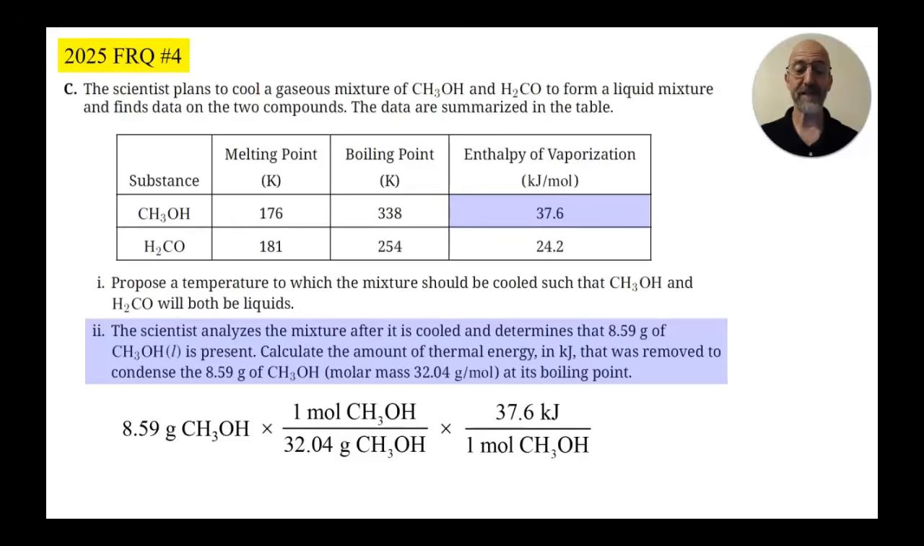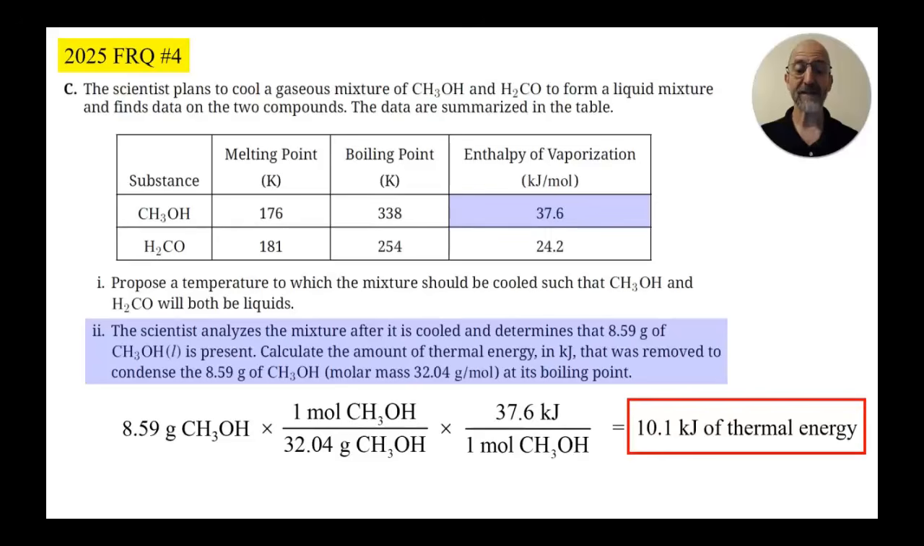and now I will go from moles to kilojoules. There's no delta T. There's no specific heat capacity. We are not using Q equals mc delta T. We are simply converting grams to moles and then moles to kilojoules. So the correct answer is 10.1 kilojoules of thermal energy, the amount of thermal energy that was removed during the condensation of 8.59 grams of this substance.